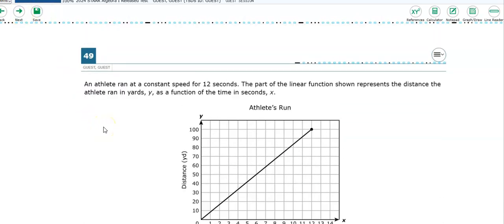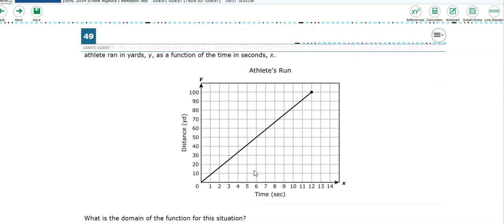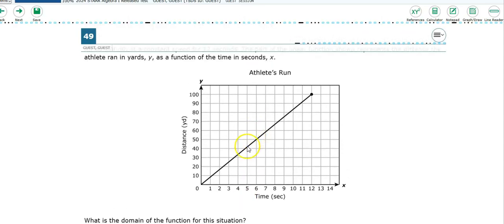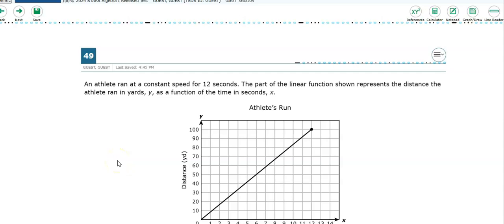An athlete ran at a constant speed for 12 seconds. The part of the linear function shown represents the distance the athlete ran in yards as a function of the time in seconds x. Here it is. What is the domain of the function for this? Okay, so the domain means it wants x values. It looks like we start at 0 and we go all the way to 12. So it wants to know which answer choice basically means we were somewhere between 0 and 12. Nope. Yes. Yeah, that's what it is.